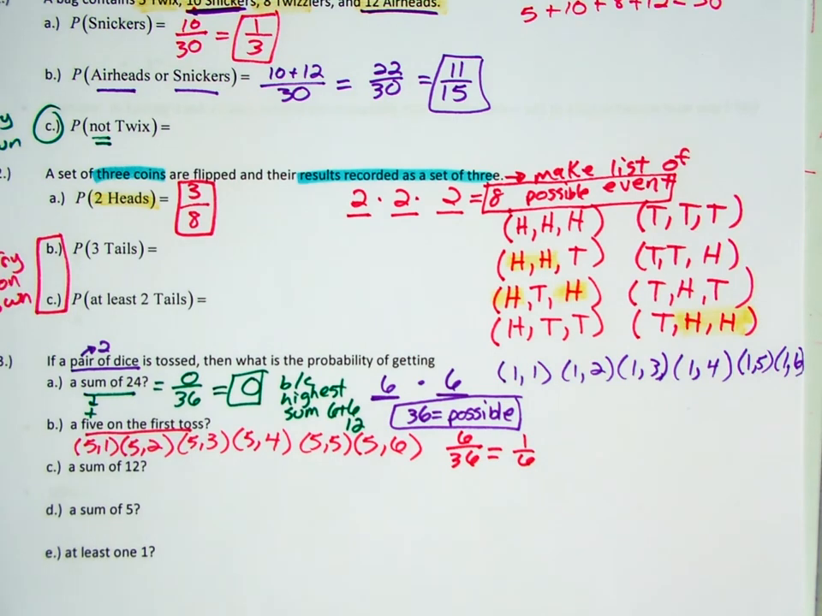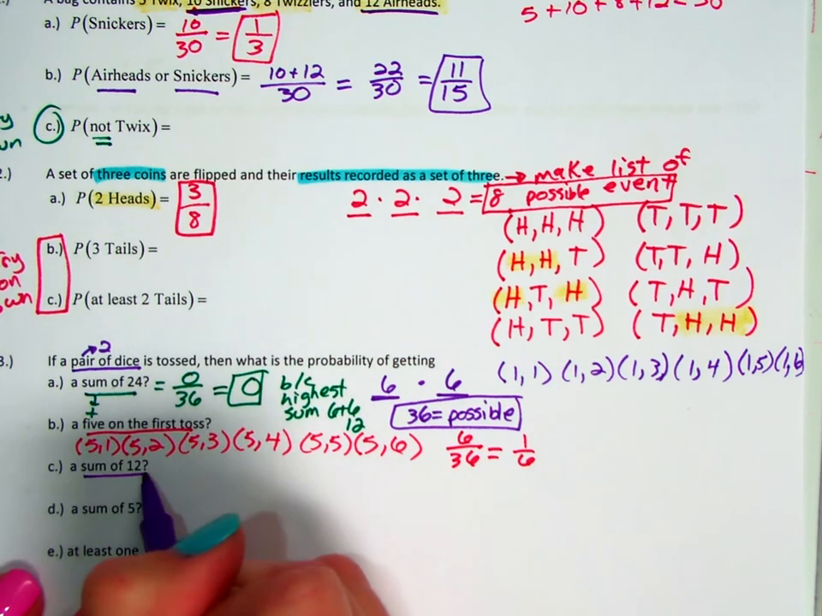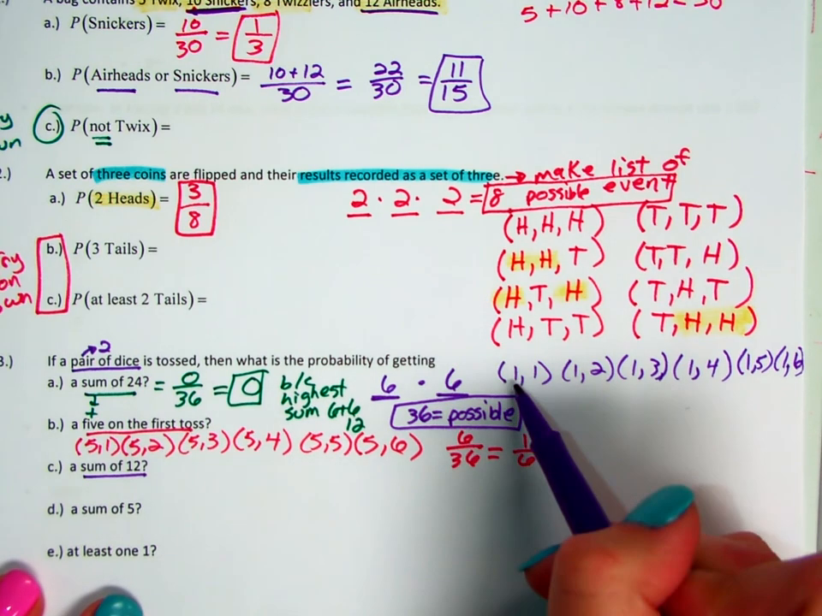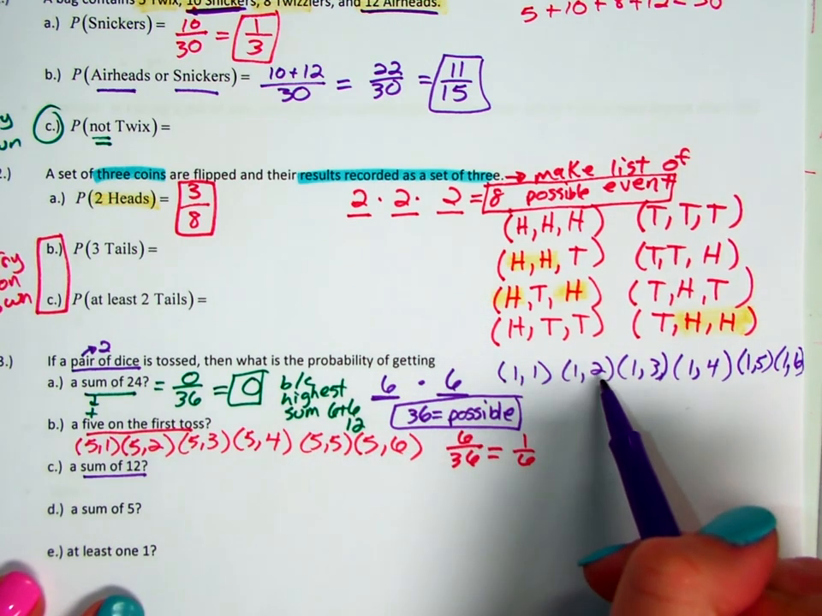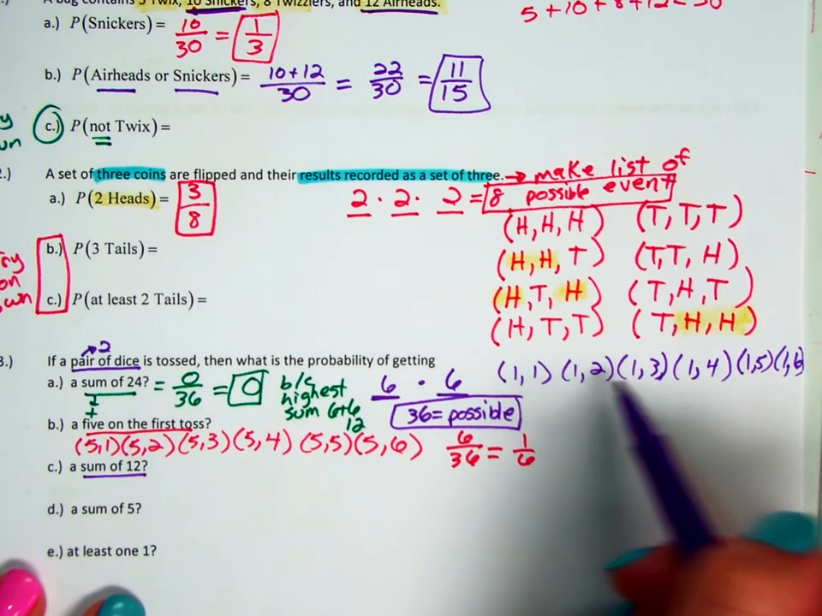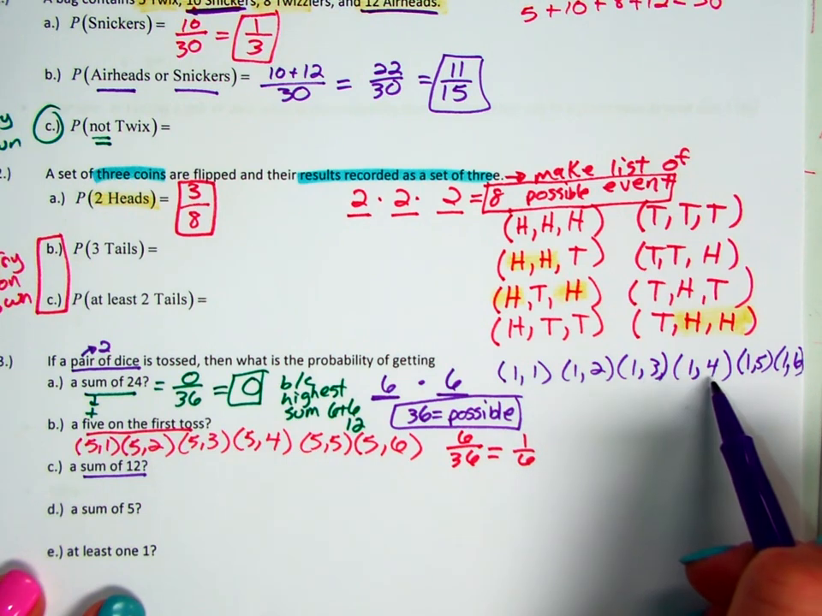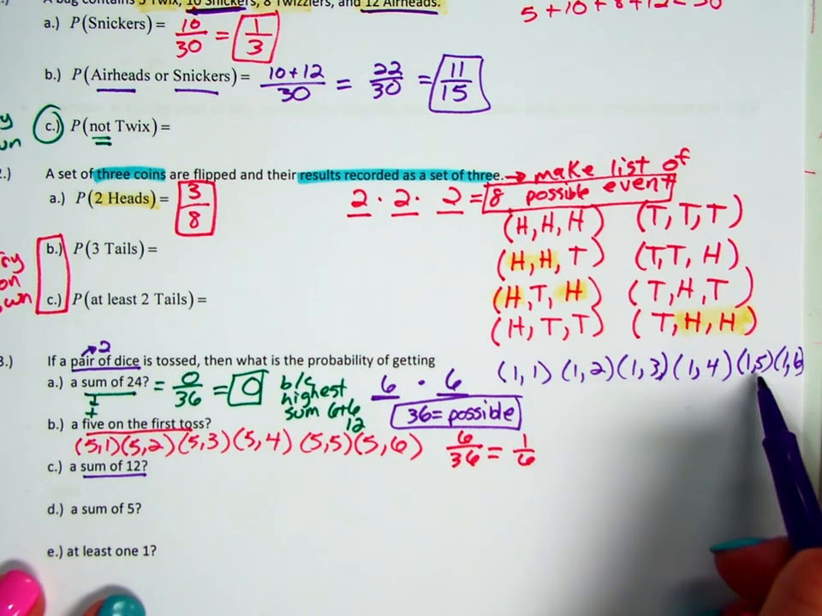Okay. Next one asks, how do I get a sum of 12? So I need things that add together to give me 12. So can I do 1 plus anything and get 12? Well, 1 plus 11, but 11 isn't a number on the die. How about 2? Does 2 plus anything give me 12? Well, 2 plus 10, but 10 is not a number on the die. 3 plus 7, but 7 is not a number on the die. 4 plus 6, or sorry, I have to add to 12. So 4 plus 8, but 8's not a number on the die. 5 plus 7, but that's not a number on the die. So I'm adding to 12.